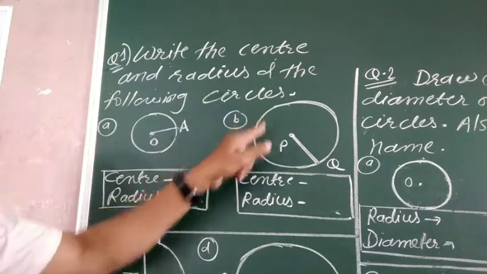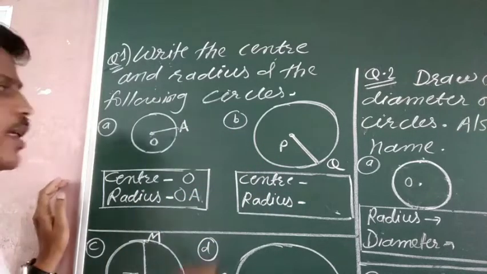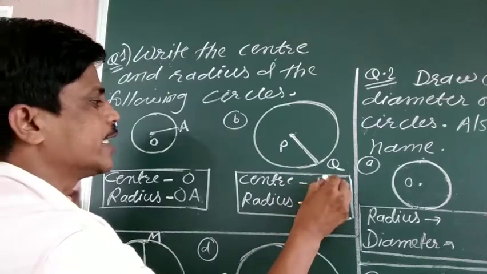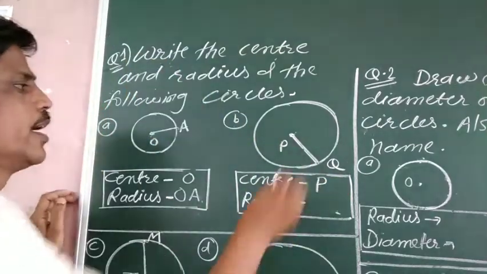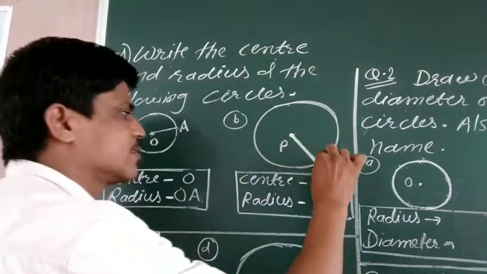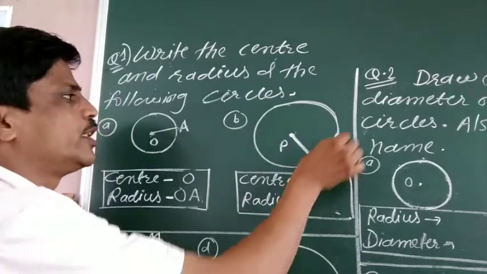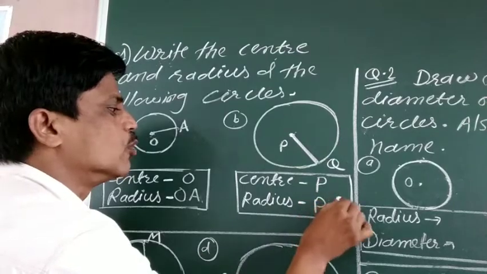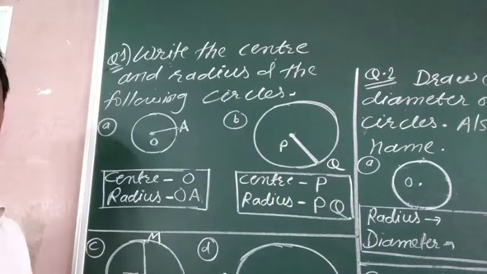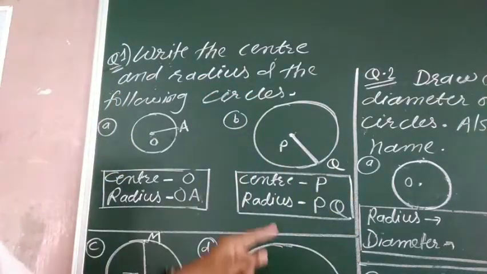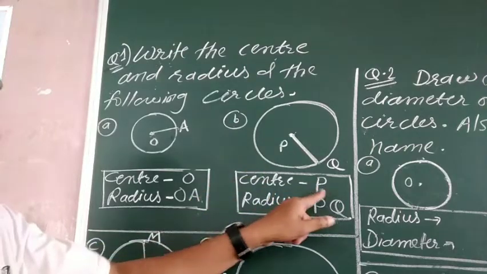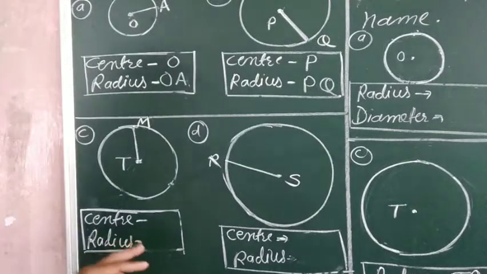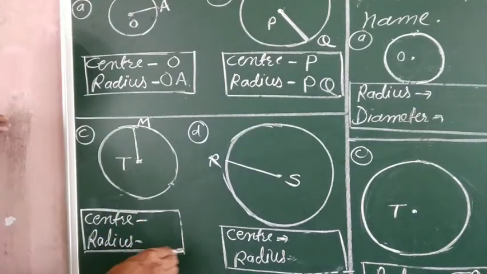Now see, this is circle B. This is the center point, so you can write here P, center point. And then see, this point Q is on the circle. So you can write here it is PQ. So again, the center is P and the radius is PQ.